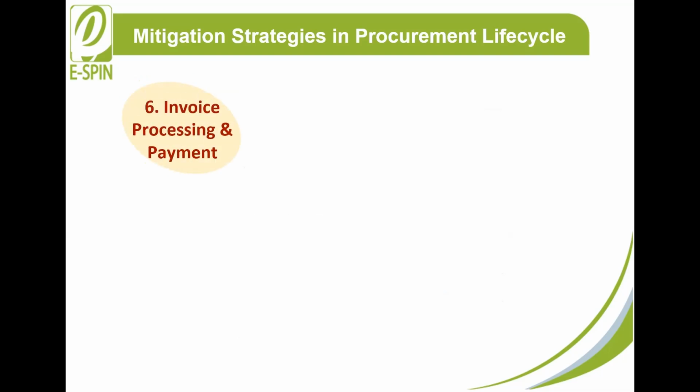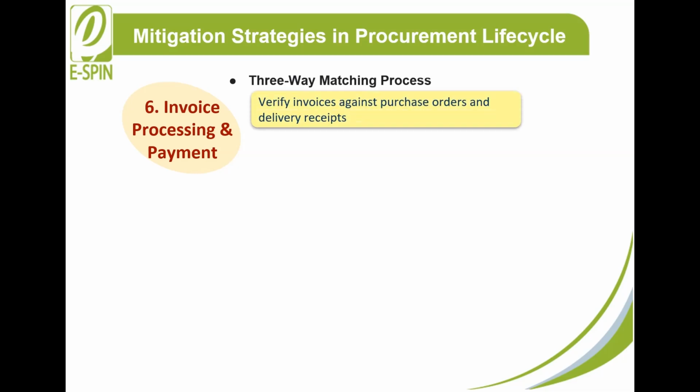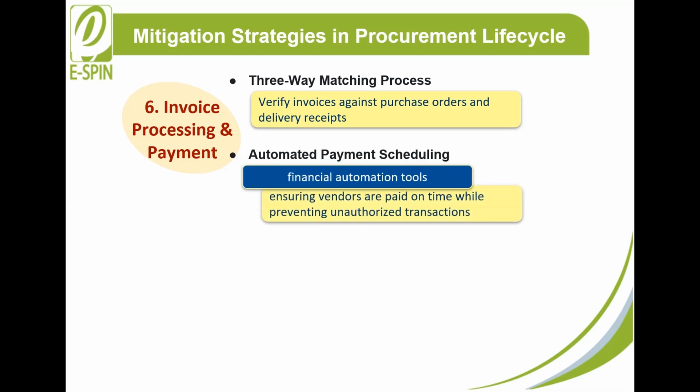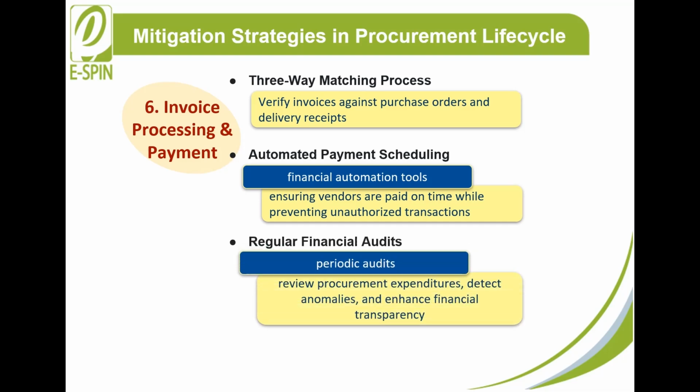In the invoice processing and payment stage, the mitigation strategies include three-way matching process, cross-check invoices with purchase orders and receipts to prevent billing errors. Automated payment scheduling, use financial automation tools for timely, secure vendor payments. Regular financial audits. Periodic audits review procurement expenditures, detect anomalies, and enhance financial transparency.